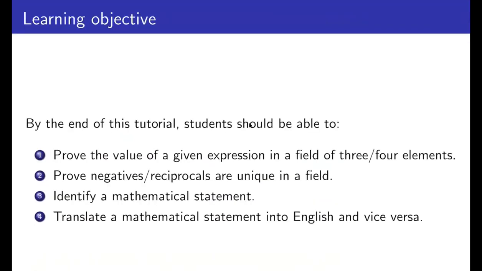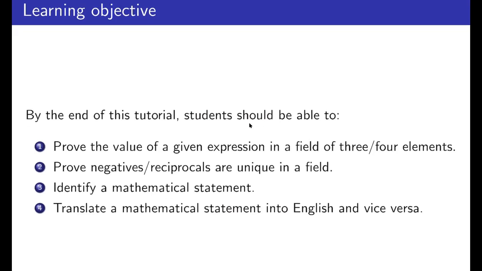So, learning objectives. By the end of the tutorial, you should be able to do the first two because we don't have time to cover the last two. You should be able to prove the value of a given expression in the field of 3 or 4 elements. You should be able to prove the negatives or reciprocals are unique in the field. For 3 and 4, I will record a video and upload it on YouTube.